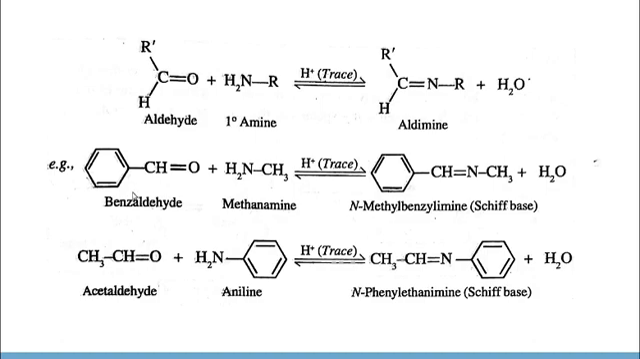Here an example, benzaldehyde on treating with methanamine, in the presence of acid, we will get N-methyl benzyl imine. This is a Schiff base. Another example, acetaldehyde on treating with aniline, we will get N-phenyl ethanimine, another Schiff base. C double bond N is present in Schiff base.